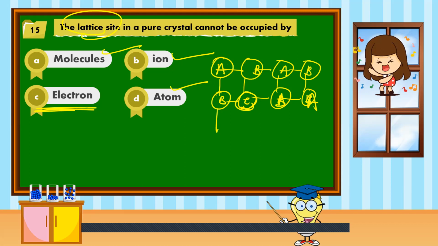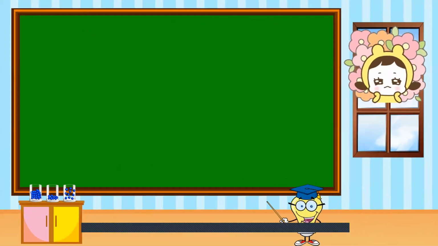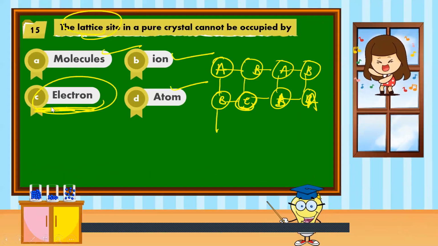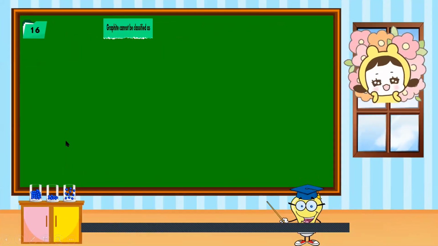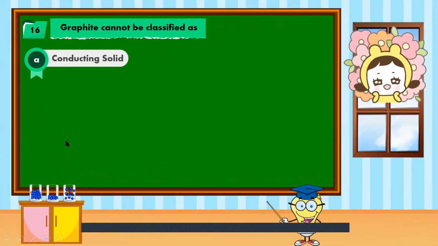Here B, right? Yes. See here A plus, I am writing here electron. This electron cannot occupy, it can occupy only when vacant space is present. But vacant space is present only when the crystal is impure. In a pure crystal, there is no vacant space. So the answer is electrons cannot occupy. Option C is the correct answer.